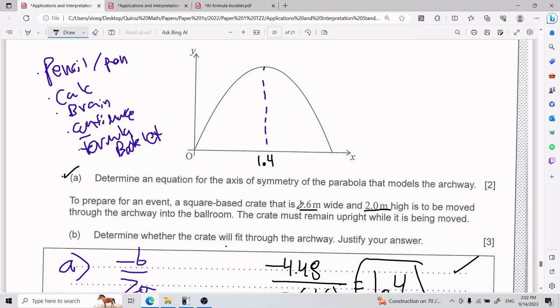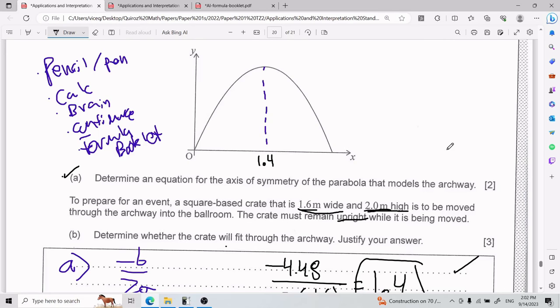See, it's 1.6 meters wide and 2 meters high. It is to be moved through the archway into the ballroom, and the crate must remain upright while it is being moved. For part B, we need to determine whether the crate will fit through the archway and to justify our answer.